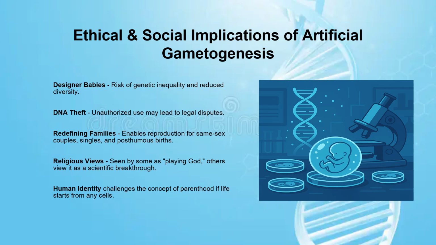Ethical and social implications. With great power comes great responsibility. Artificial gametogenesis raises a host of ethical and social questions. Some of the questions are: could this lead to designer babies? If parents start choosing traits, it might worsen social inequality. There is a risk of DNA theft, where someone's cells could be used without their consent to create a child. Family structures would change dramatically. What does parenthood mean when any cell can make a baby?